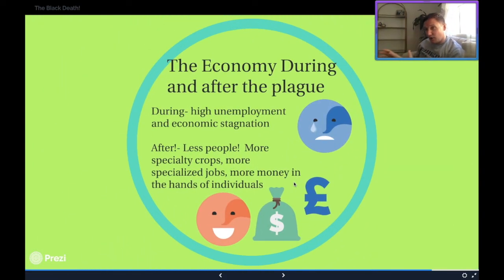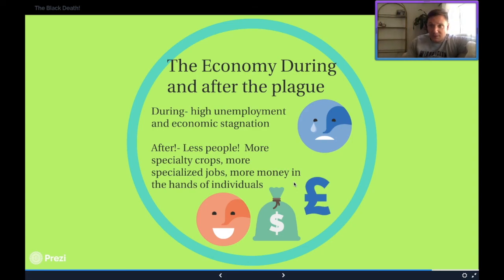The economy also is going to be heavily affected as well. The economy during and after the plague, during it, you're going to have high unemployment and a massive amount of economic stagnation, right? Which means that people are losing money. But after that, people are going to be thinned out, right? You're going to have less people, okay? And since you have less people, you're going to see more specialized crops, you're going to see more specialized jobs, and you're going to see more money in the hands of individuals, right?